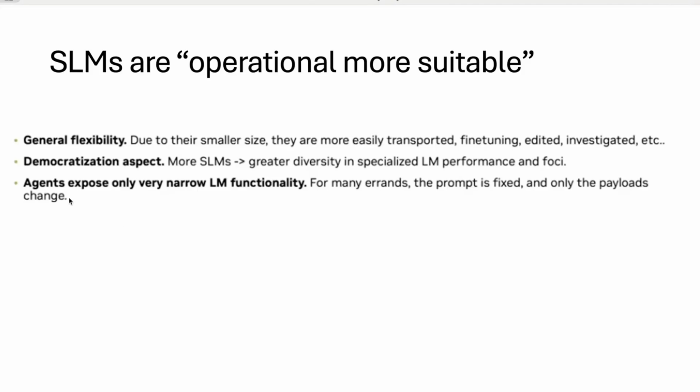And also, when we developed agentic AI systems, we find that the agents usually expose only very narrow language model functionalities. For many of our executions, the problem is fixed. If you have ever developed agentic AI, that also applies to myself. Usually you just optimize the problem and the problem is going to be fixed, and then you need to run that workflow on thousands or millions of inputs, and then get the corresponding output.